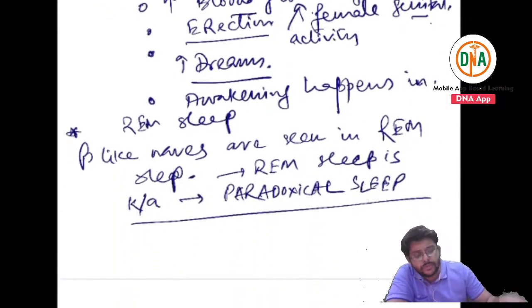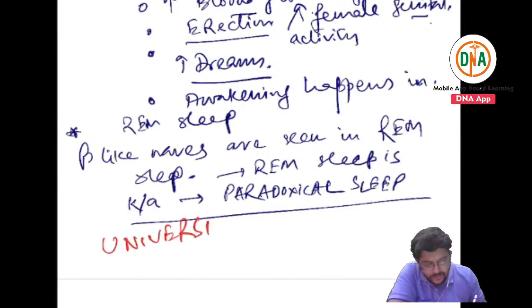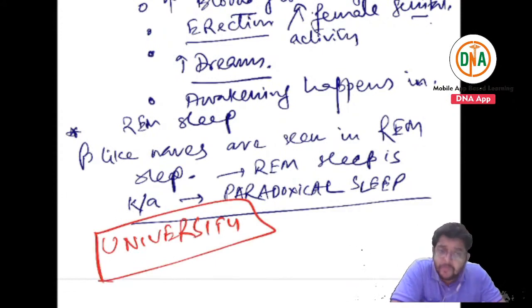Five, the most important question that sometimes comes: why is REM sleep, or what is paradoxical sleep, or why is REM sleep known as paradoxical sleep? This is a very important university question. It's very important even for the university. So paradoxical sleep is the rapid eye movement sleep.